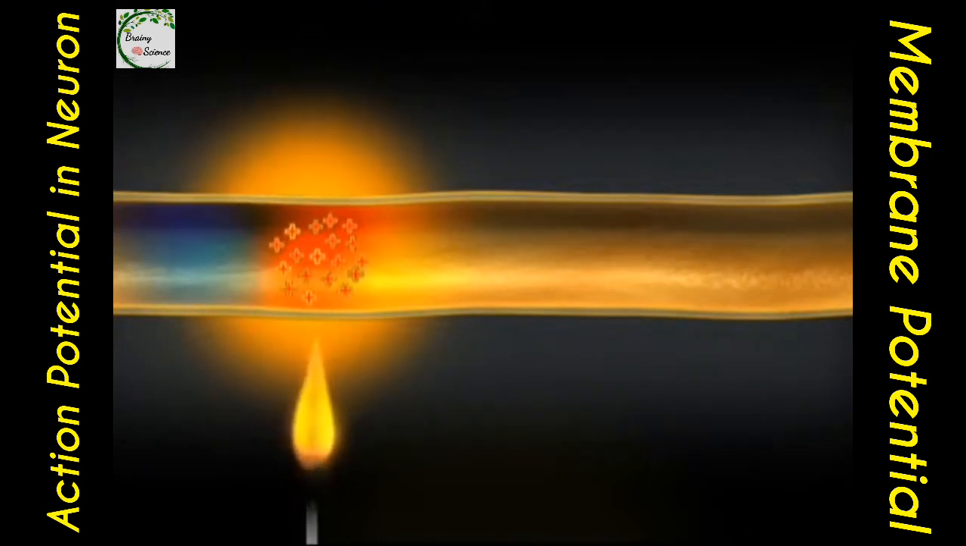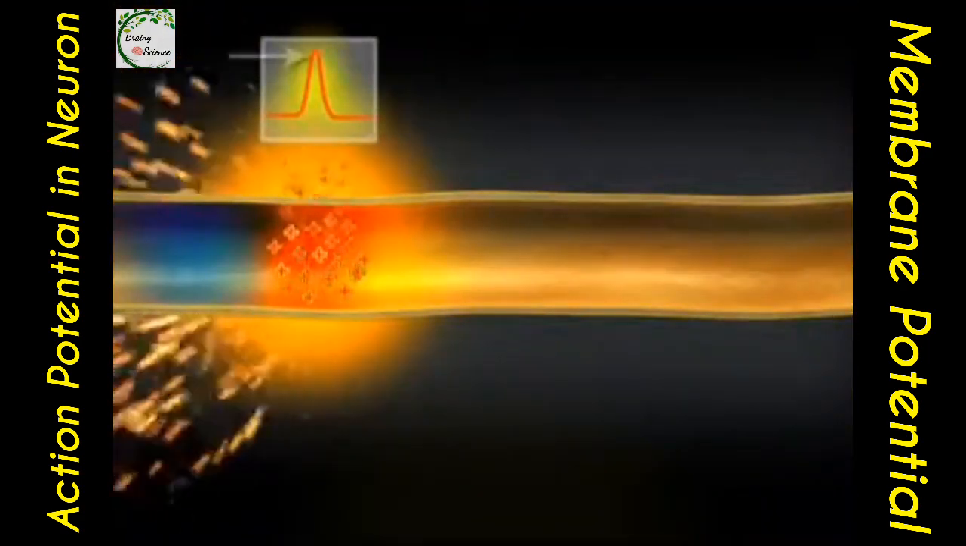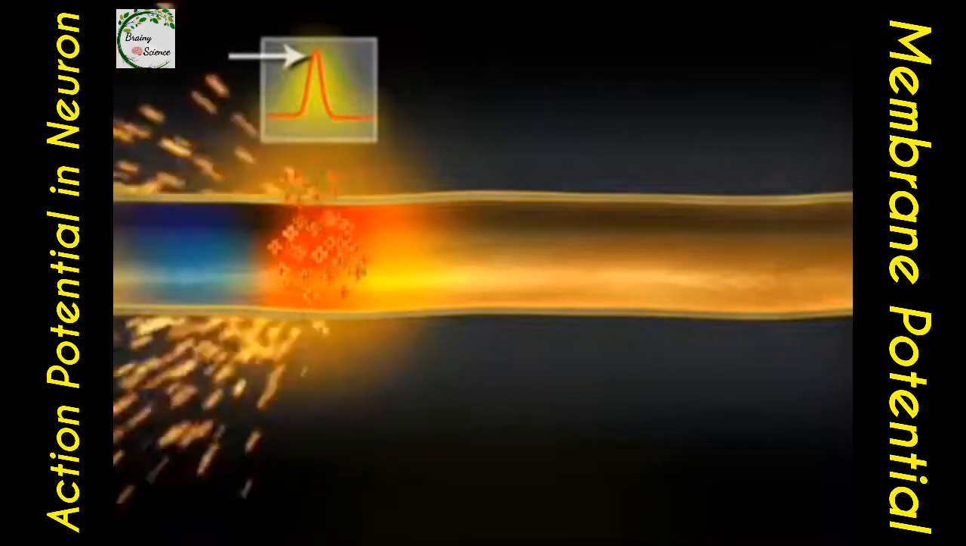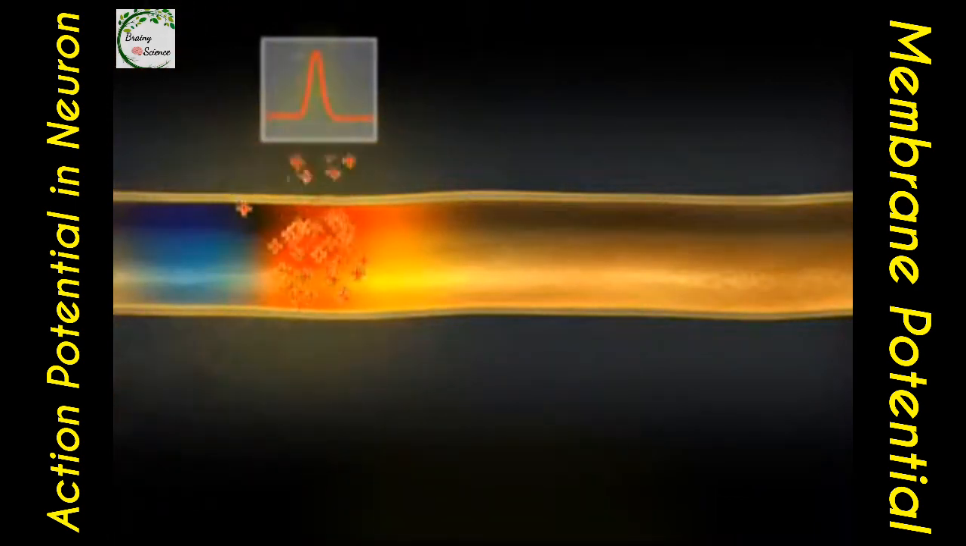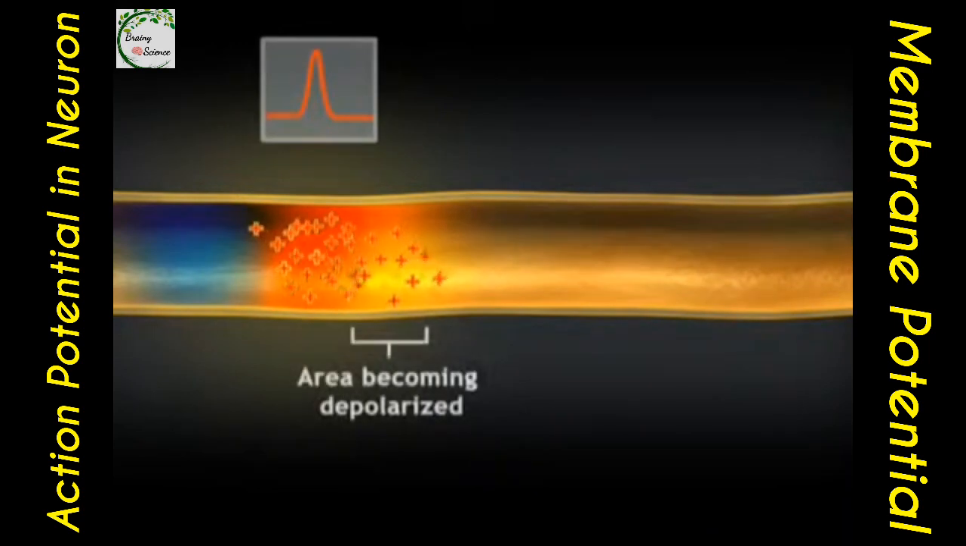Once the membrane reaches that threshold, voltage-gated sodium channels open up, and sodium rushes in, as reflected in the upward deflection of the membrane potential. But how is the action potential propagated down the axon? Look at the area just ahead of where the action potential has just fired. It is becoming more depolarized.